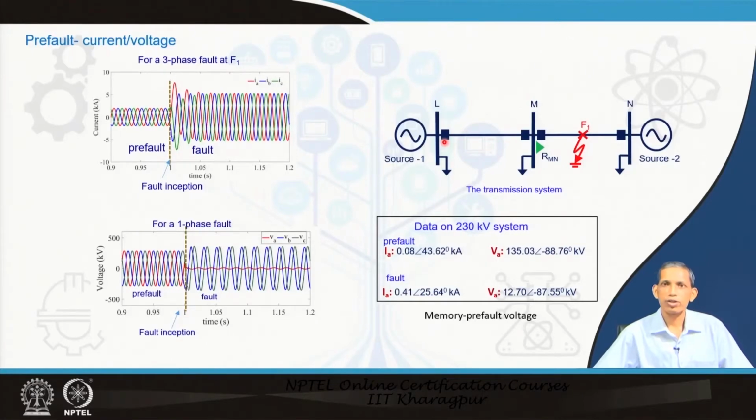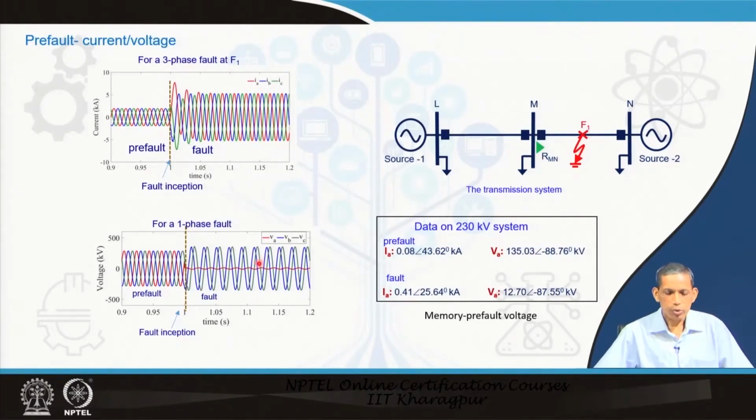Now, note that in the sequence component diagrams we also discussed that if a fault happens and the fault is associated with RF, the fault current flows like this. In addition, current also flows from left to right, that is the load current. The point is that the relay sees the current during the fault, which is a combination of both the fault component of current and the load component of current.